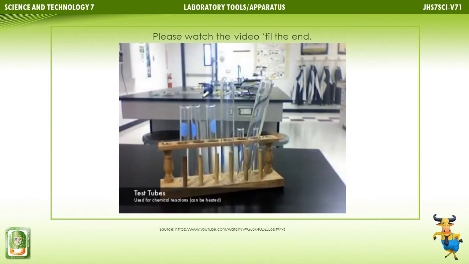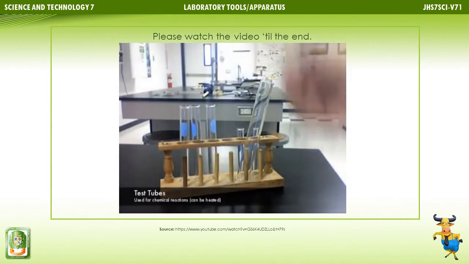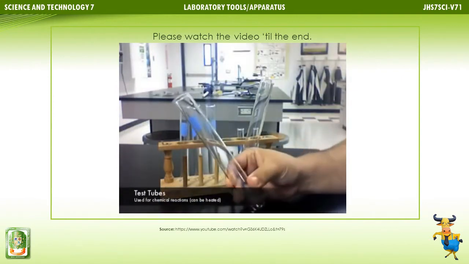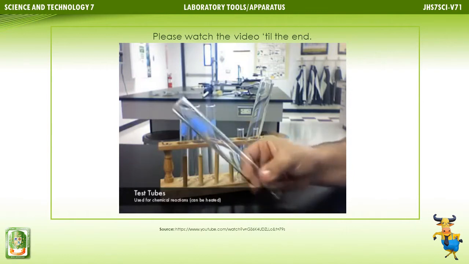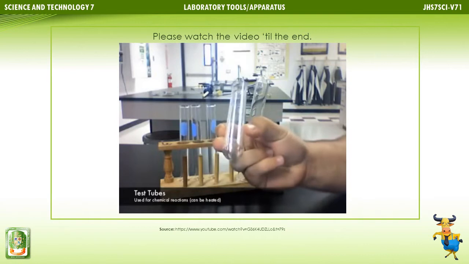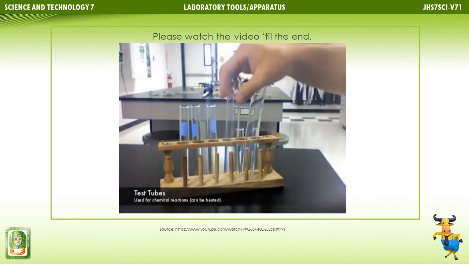Okay, everybody knows what a test tube is. Test tubes are those iconic things that you would see in a chemistry lab, and they come in all sorts of different shapes and sizes. They have an open end, they have a closed end, but they all look like test tubes.